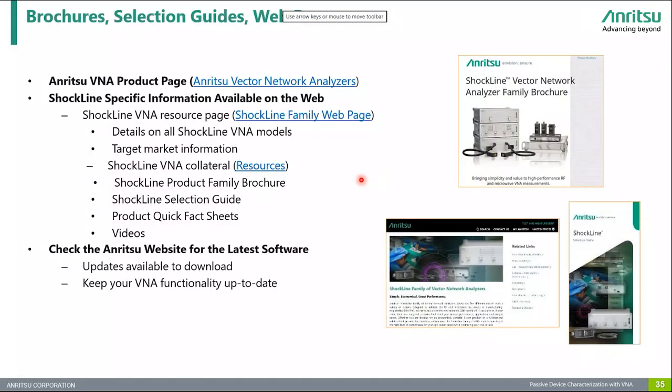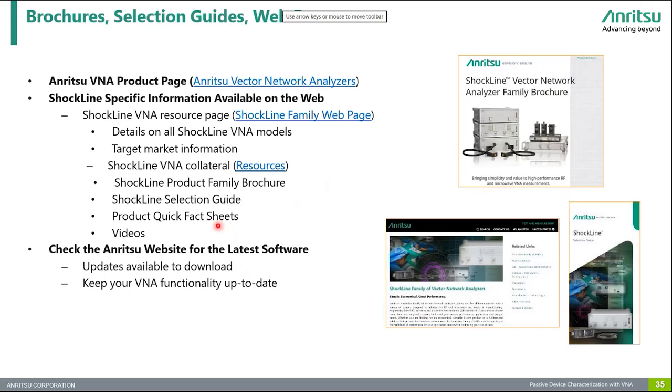For those specifically working with the Shockline series, we have created a dedicated Shockline VNA resource page. It offers comprehensive information on all Shockline models. Additionally, the Shockline VNA collateral section includes downloadable brochures, selection guides, quick fact data sheets, and even product videos also, all designed to help you make informed decisions and get the most out of your equipment.